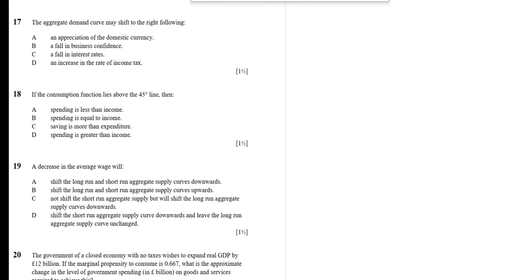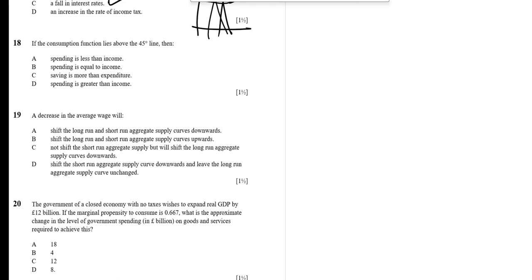The aggregate demand curve may shift to the right. So in this case, C, interest rate falls. This is the aggregate demand curve shifting to the right. Next, the consumption function lies above the 45-degree line. In that case, spending is greater than income. Next, go to 19. A decrease in the average wage will shift the short-run aggregate supply curve downward and leave the long-run aggregate supply curve unchanged.